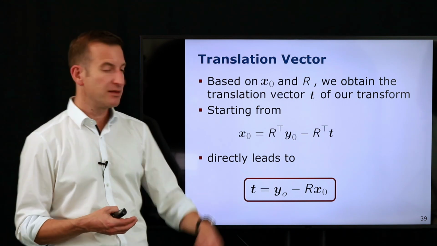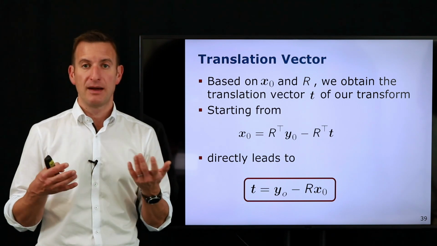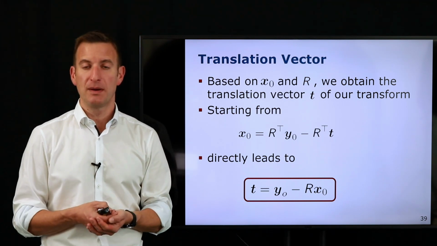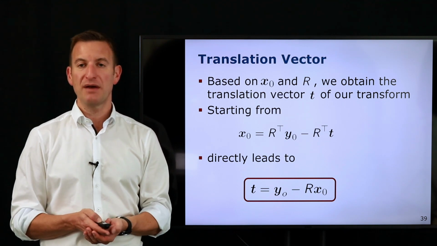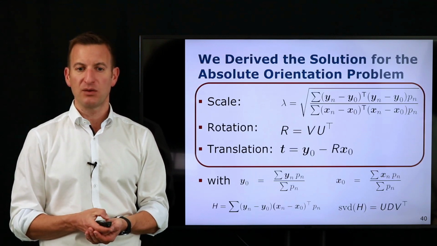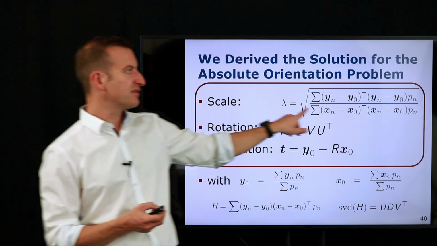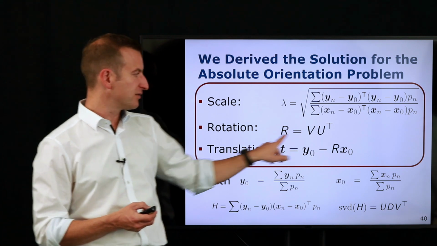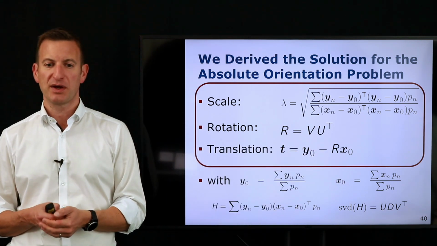And this gives me the translation vector by how I need to shift my point set in order to minimize the squared error. And with this, we have derived all the quantities that we needed to derive. So my solution is: this is the scale parameter, this is the rotation matrix, and this is the translation vector, which minimizes the squared error.